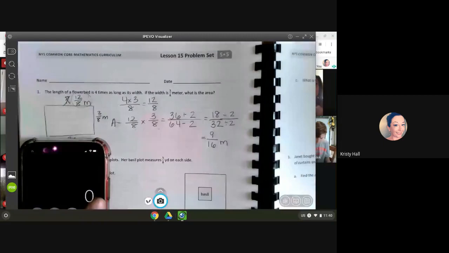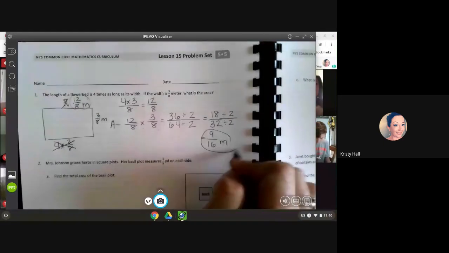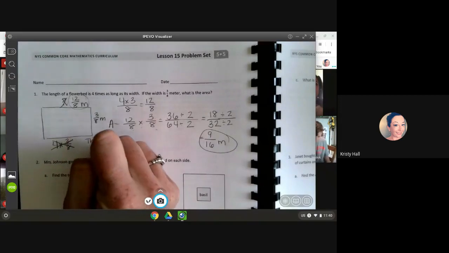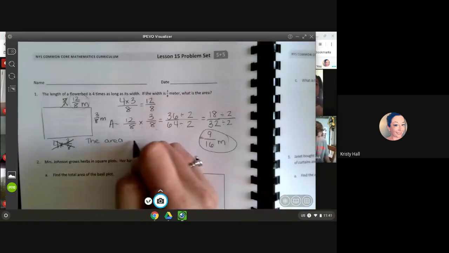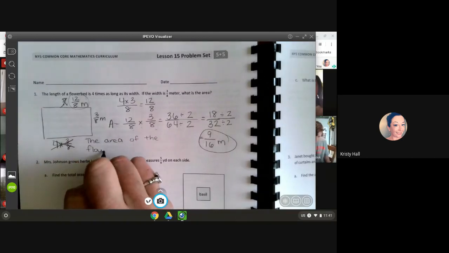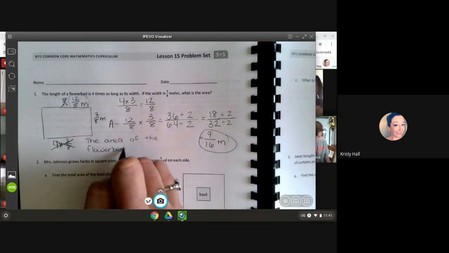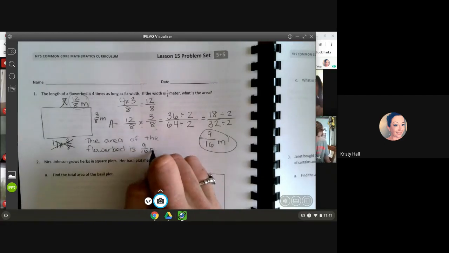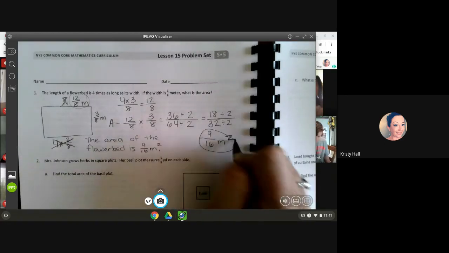So then we just need an answer statement. So the area of the flower bed is 9/16 of a meter square. Oops, I almost forgot my squared over there.